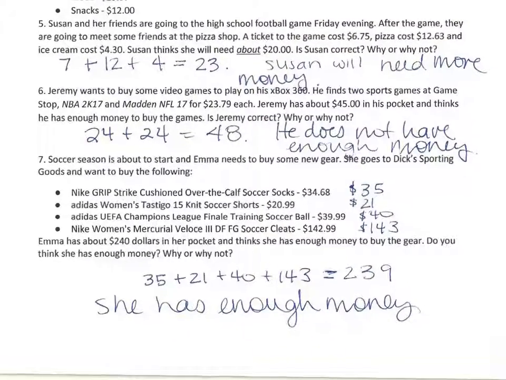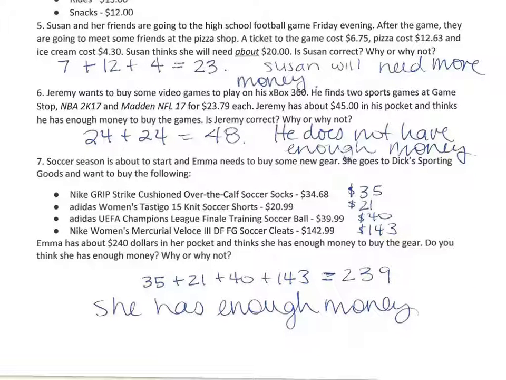Problem number 5, Susan will need more money because 7 plus 12 plus 4 is equal to 23. Number 6, 24 plus 24 is 48. He does not have enough money. And number 7, 35 plus 21 plus 40 plus 143 is 239, and she has enough money.